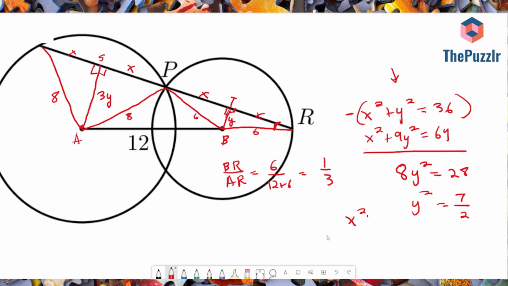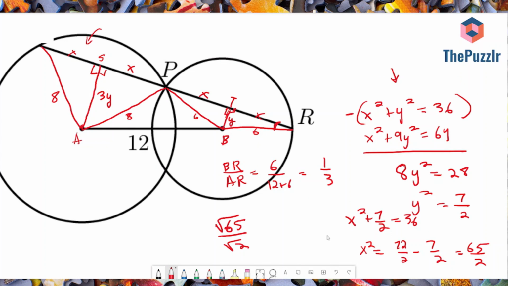Okay. Now let's plug y squared back into this first equation right here. So we have x squared plus 7 over 2 equals 36. Because remember, we're trying to find x. So x squared is equal to 36 minus 7 over 2. 36 is just 72 over 2 minus 7 over 2. That gives us 65 over 2. So x is equal to the square root of 65 over the square root of 2. So QP, the side length that we're trying to find, is equal to 2x, which is the square root of 65 times the square root of 2, since 2 divided by the square root of 2 is just the square root of 2.